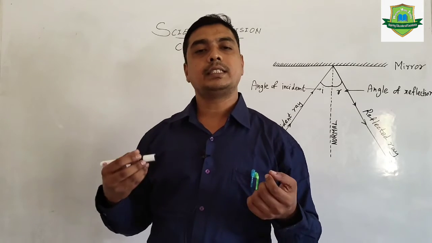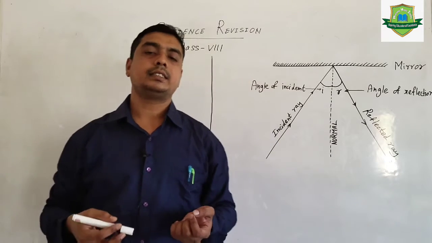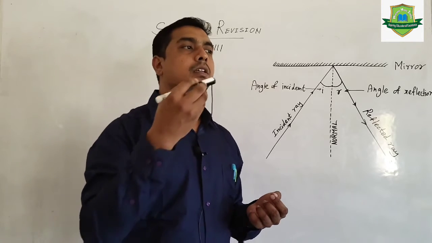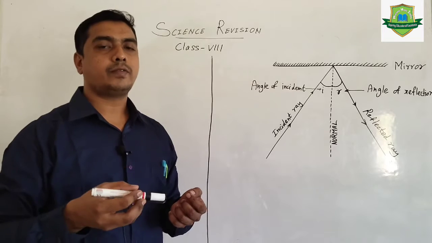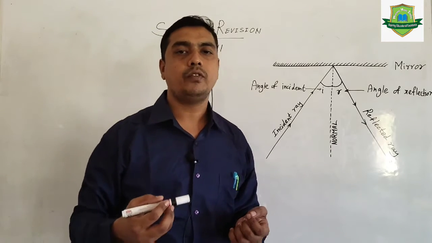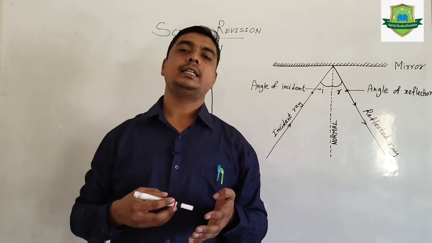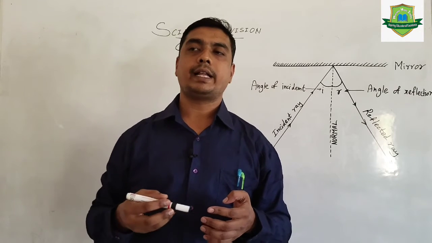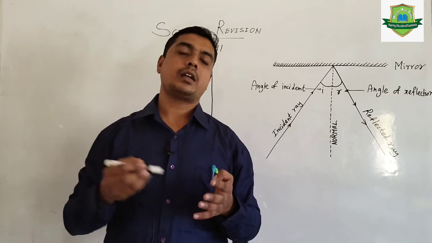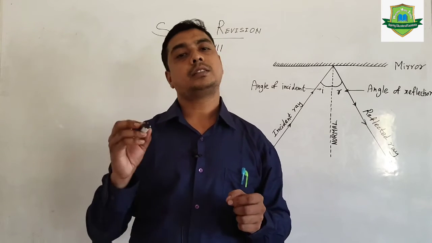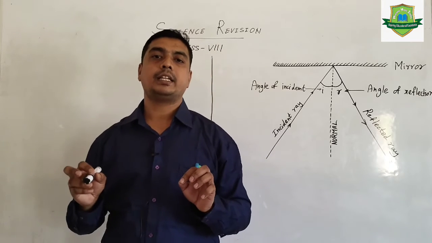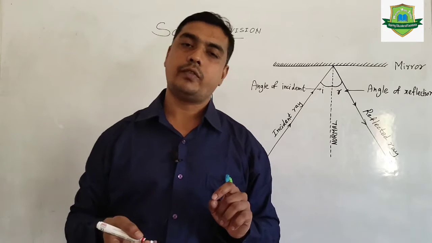So dears, what is reflection of light? Dears, this is very simple. When any light falls on some smooth surface or a rough surface and is reflected from that surface, we call it reflection of light. As I told you, light can be reflected from a smooth surface or from a rough surface. But remember dears, the surface should be polished, okay? It should be shiny, otherwise you will not get the reflection of light.